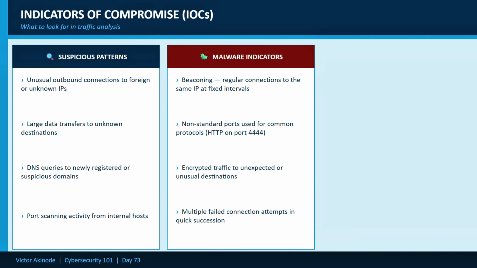The next one is the malware indicators. And for this, the first one we have there is beaconing, which is the regular connections to the same IP at consistent intervals. The next one is the non-standard ports for common protocols, like HTTP on port 8080 instead of port 80. The next one is encrypted traffic to unexpected destinations. Lastly, multiple failed connection attempts indicating scanning or brute force.